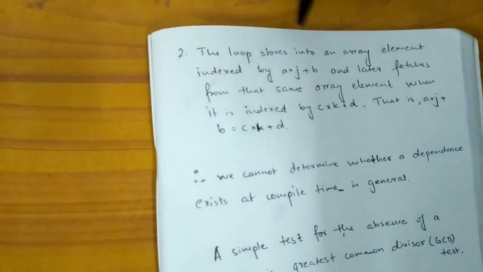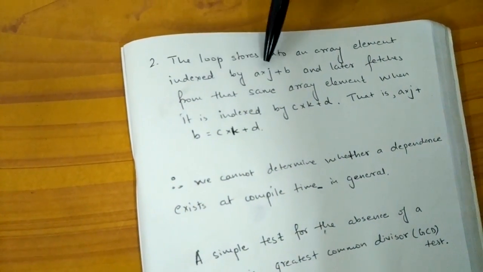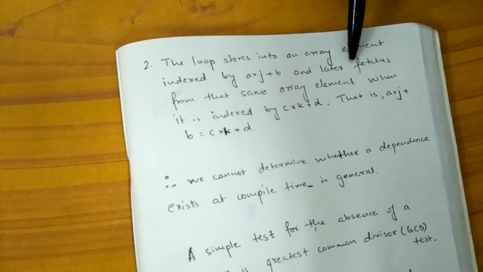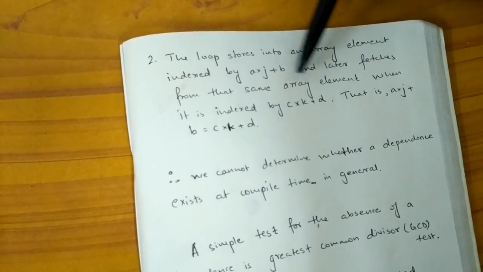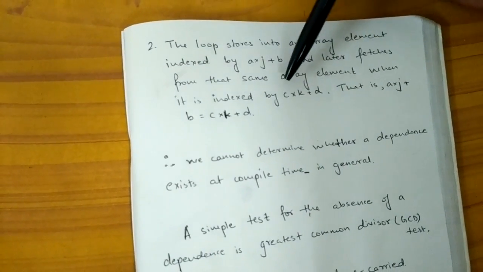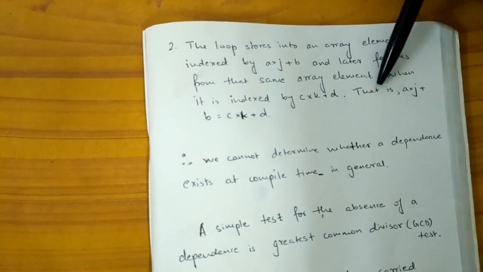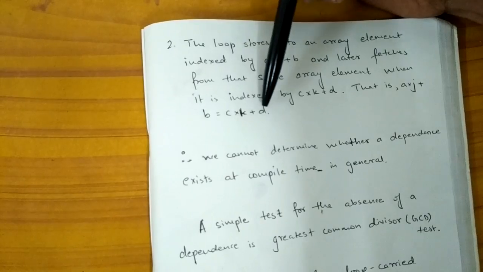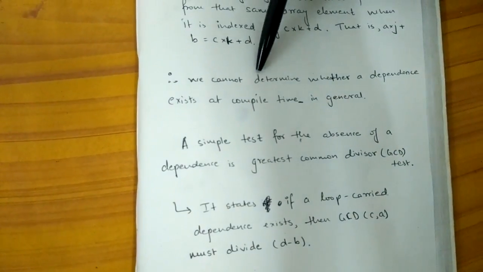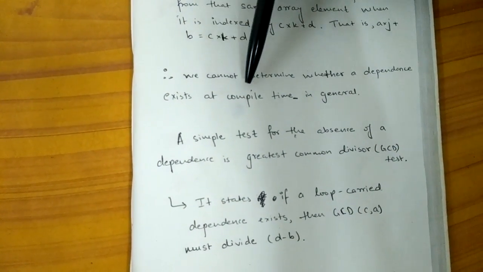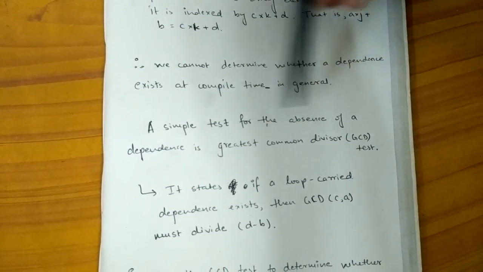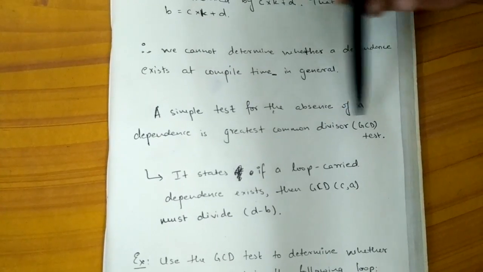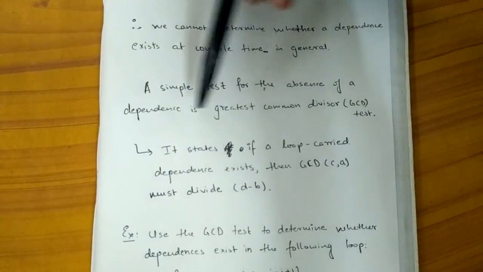The loop stores into an array element indexed by a*j+b and later fetches from that same array element when it is indexed by c*k+d. That is, a*j+b is equal to c*k+d. We cannot determine whether a dependence exists at compile time in general. A simple test for the absence of a dependence is the greatest common divisor test, the GCD test.